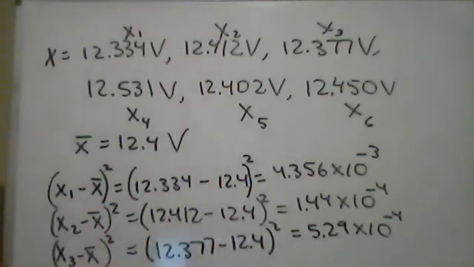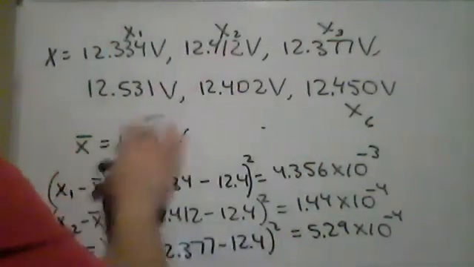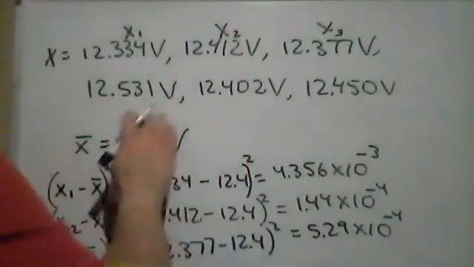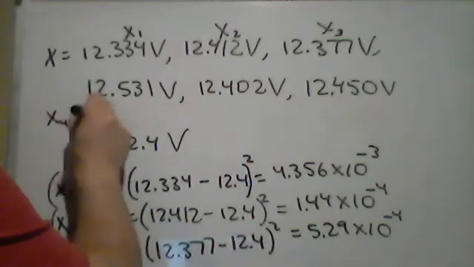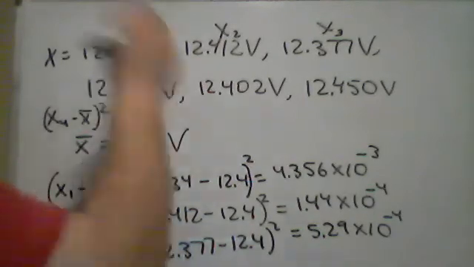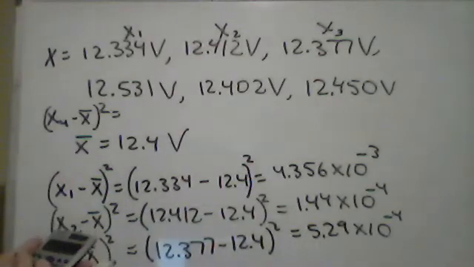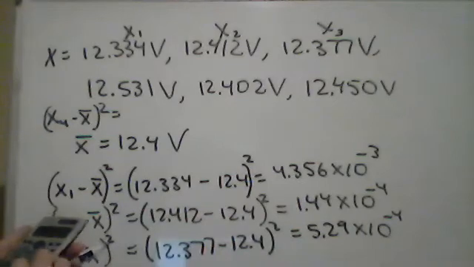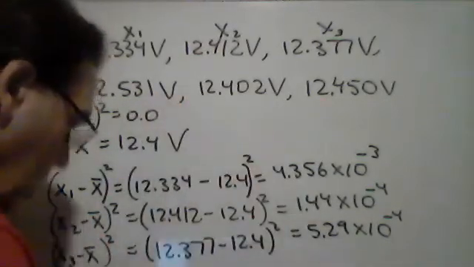Three more. Let's see here. I'm having trouble fitting them in. All right, let's write them. Fit them in up here, I guess. Let's see here. X4 minus X bar squared. I'm just gonna do the calculations on my calculator and write the numbers down for space. So I'll be doing 12.531 minus 12.4 squared. Okay, that's going to be 0.017161.